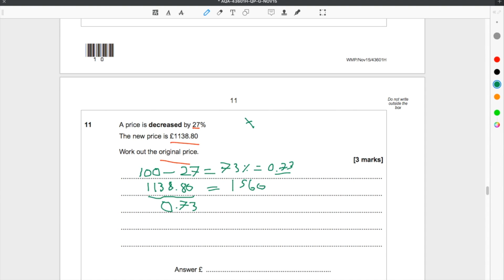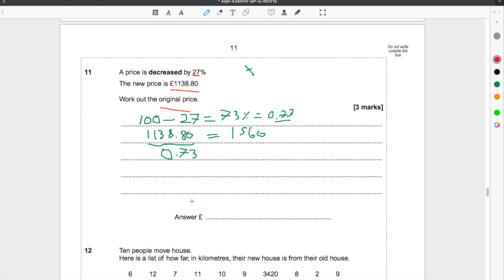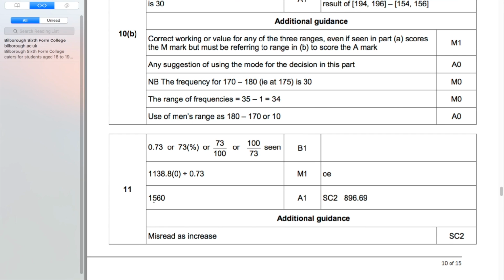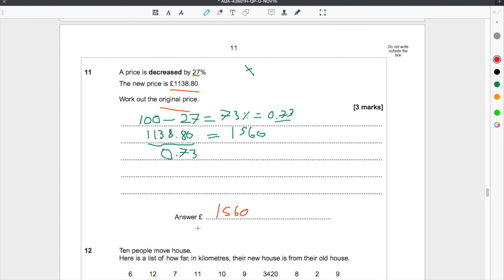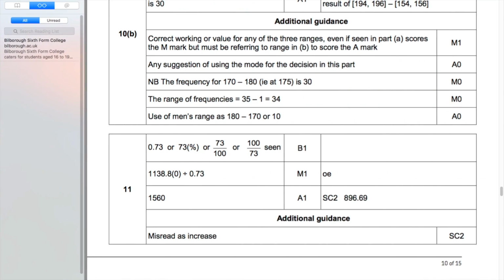£1,560. Okay, and the pound sign's given to us. Again, it's worth checking that there is a pound sign there because we might have to include it if it wasn't given to us. So the answer is 1,560. So let's check the mark scheme there. Yeah, there we go. So that's the answer. There we are. So all we've done is found out the multiplier and then divided our new price by the multiplier to get back to our original value. Okay, and that's shown here, 0.73 divided by 0.73, so that's 3 marks.